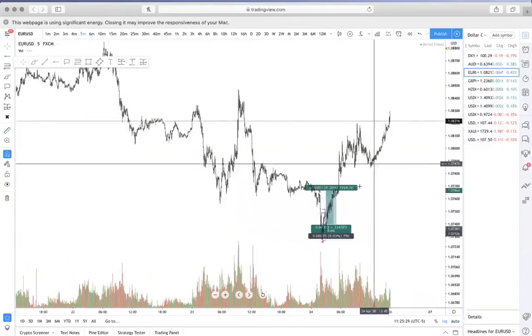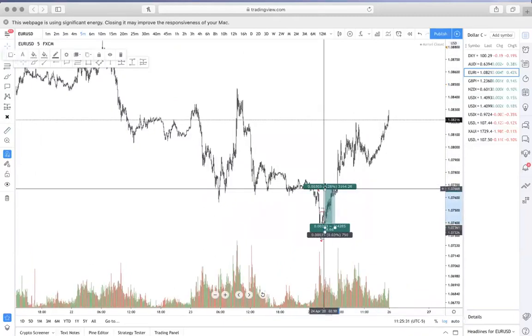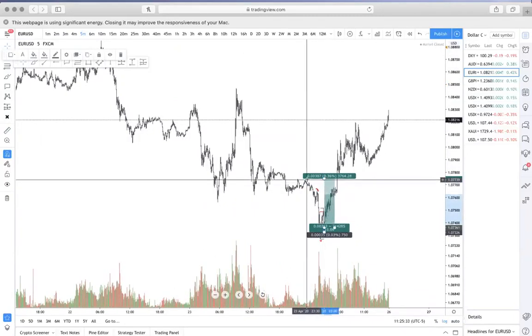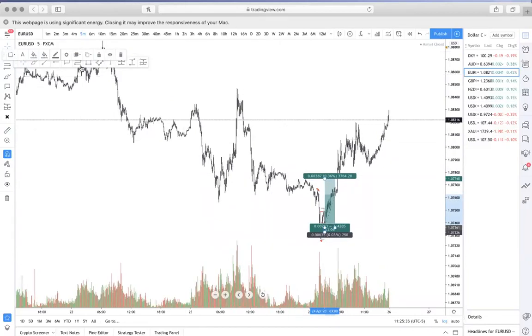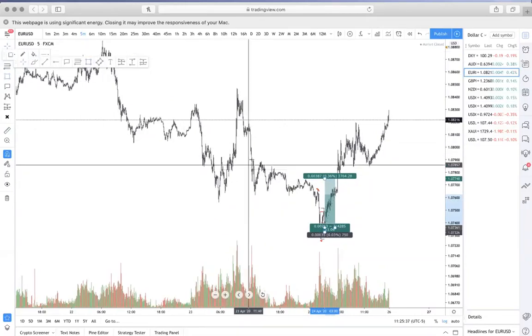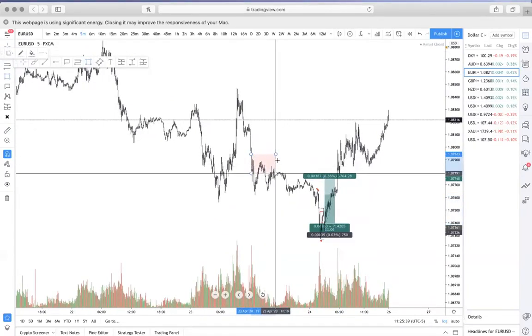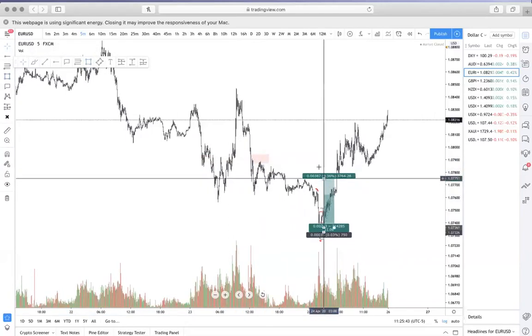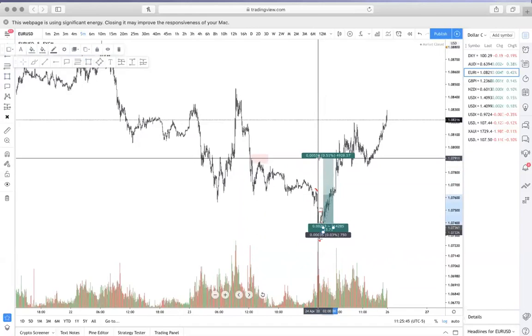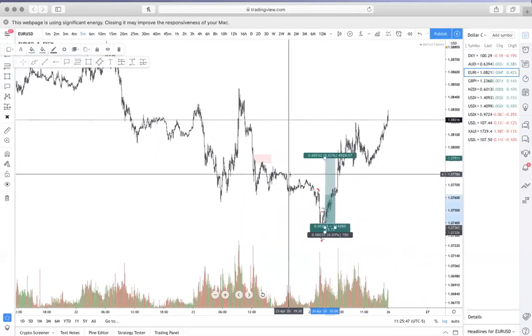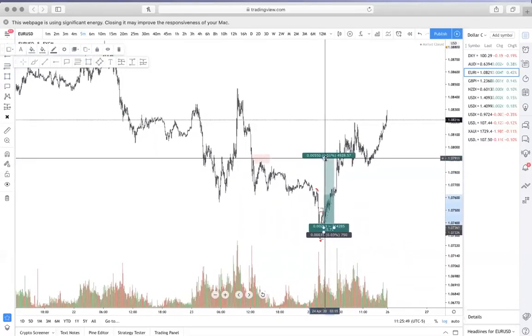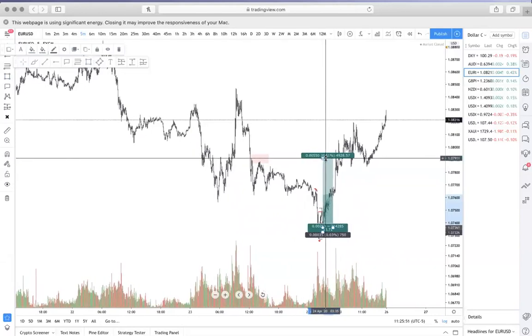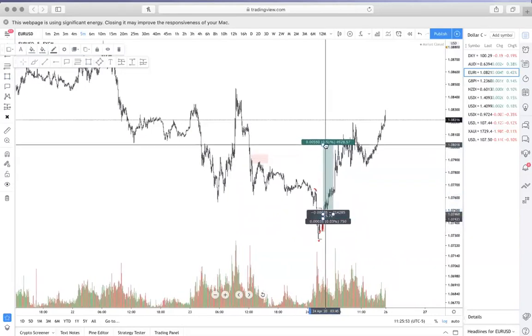Targeting the next set of liquidity here, equal highs, 11-1. Then targeting the next set of equal highs there, 15-1. So I'm showing you every target just because you can choose whichever one you want to target, whichever seems realistic to you.